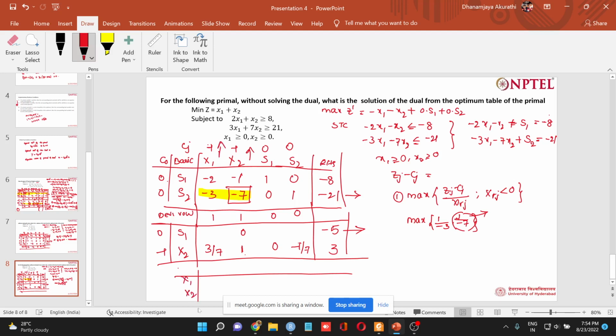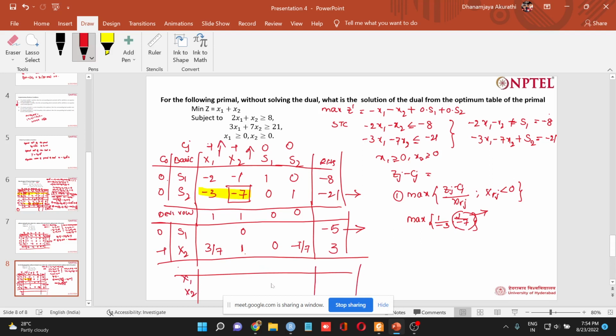So x1 and x2 would be the entering variables, and then find out the solution of this primal LPP. Then after solving this, to find out the solution of the dual, it would be CB into B inverse. Here the B inverse is only, S1 and S2 are the basic variables. So whatever matrix we get here, that would be the B inverse, the basis matrix. CB would be the corresponding cost coefficients. Then you can find out the dual problem solution.